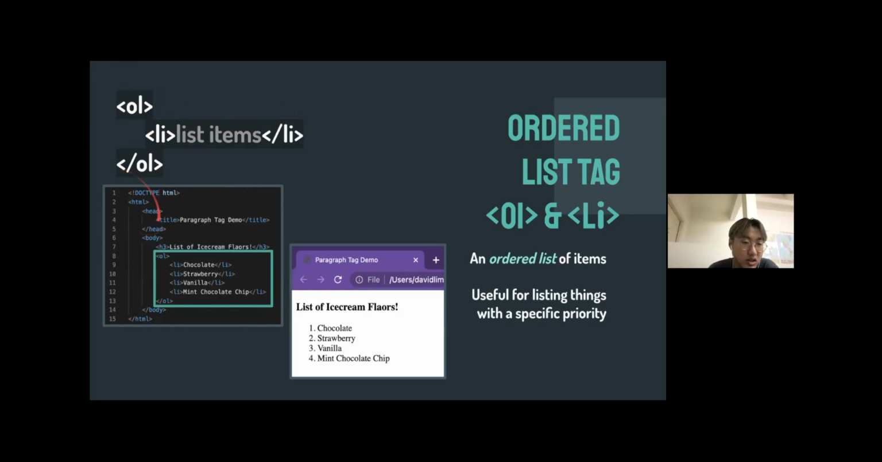And so in the code editor, we see OL, and then we see chocolate, strawberry, vanilla, mint chocolate chip, all in LI tags, and then we close it up with the end ordered list tag, which is OL. And then you see that these are numbered, and these numbers are automatic. So whatever you put first is going to have number 1, whatever you put second is going to have number 2, and so on.